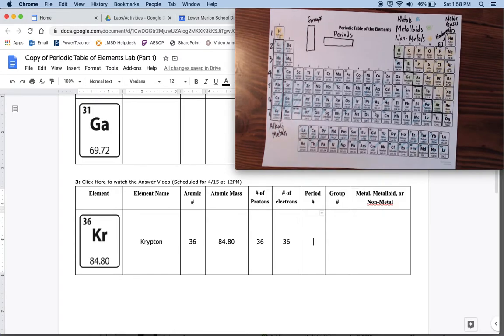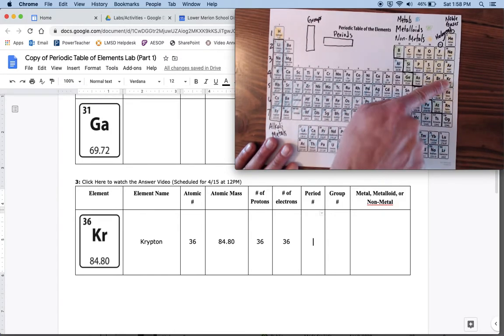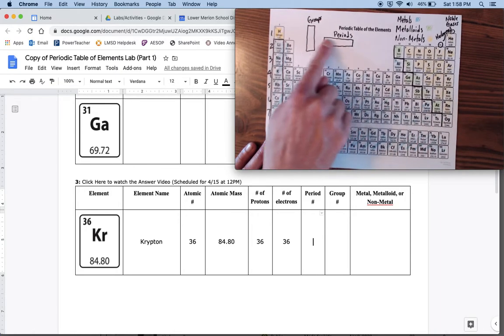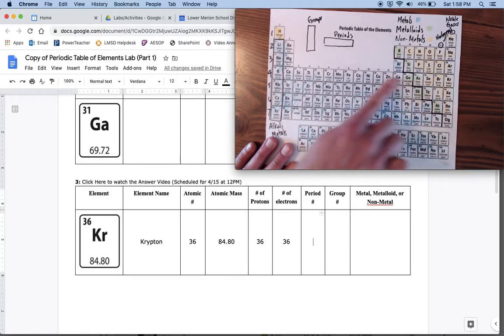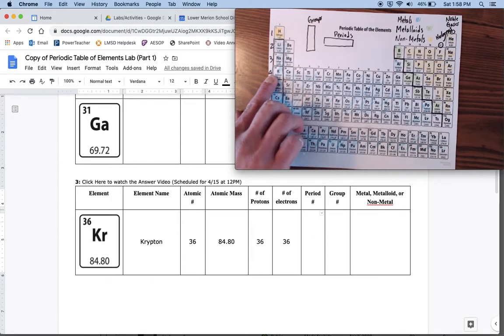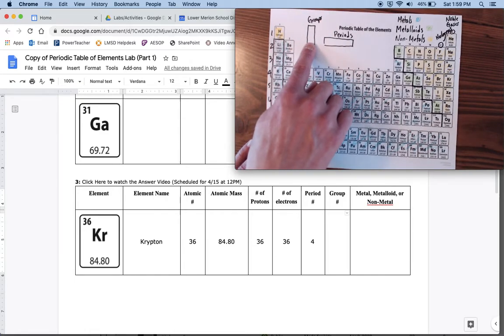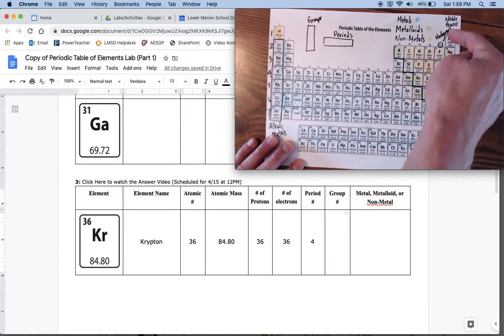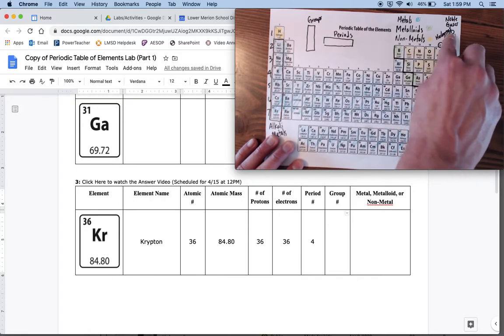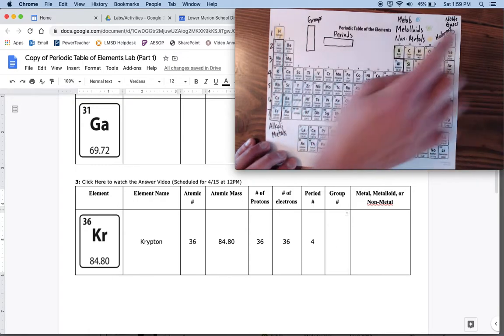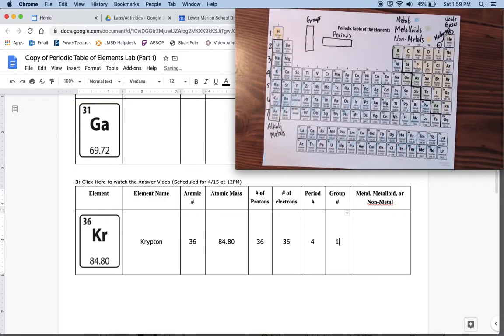And then my period number, that's where I look here. If I look at my Krypton, period number is my row. So if I look, Krypton is in the fourth row or fourth period, right? And then the group number, remember group is the vertical, so it's the group. So since Krypton is in here, it's in the very last column. So it's in the 18th group, right?